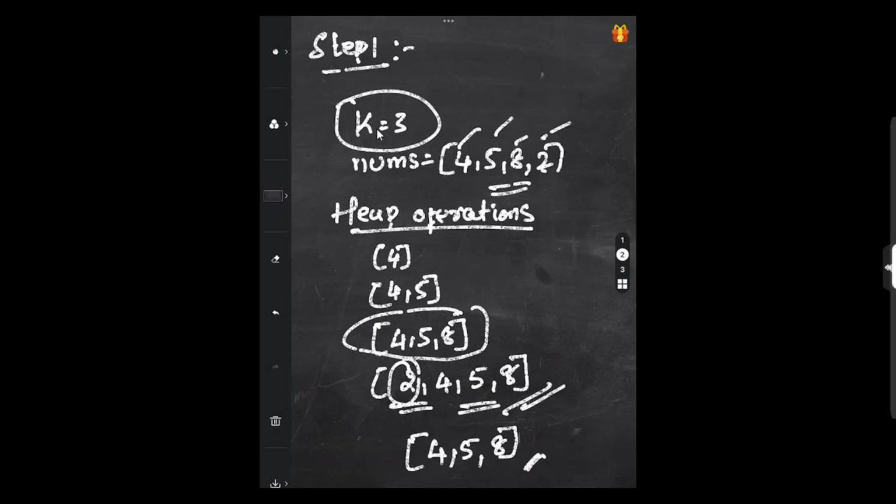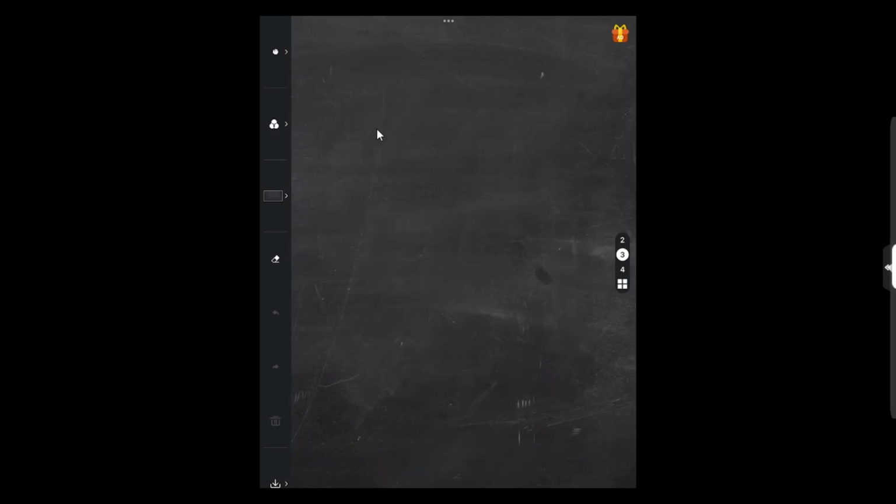Now the third largest element after the initialization is 4, right? So this is at the root of the heap. In this case, we'll be considering 4. The third largest element after initialization is 4, which is present at the root of the heap. That's what we discussed in the approach. So this is for step 1.